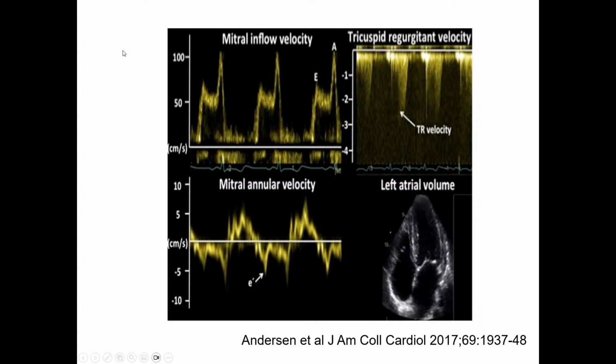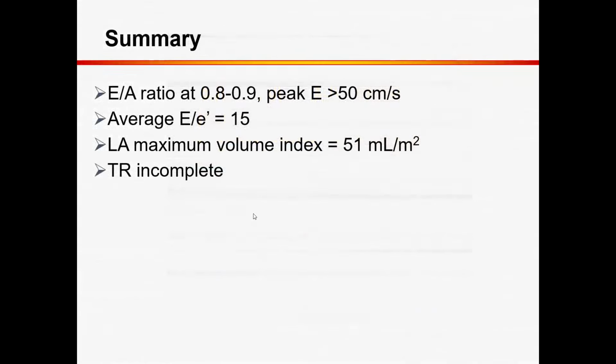Another example, someone who presents with shortness of breath, and there is the mitral inflow. Notice that the ratio is less than 1, but the E velocity is not a small value. It's about 75 to 80. The TR is incomplete, the LA is large, the E prime velocity is reduced, and these are the actual values.